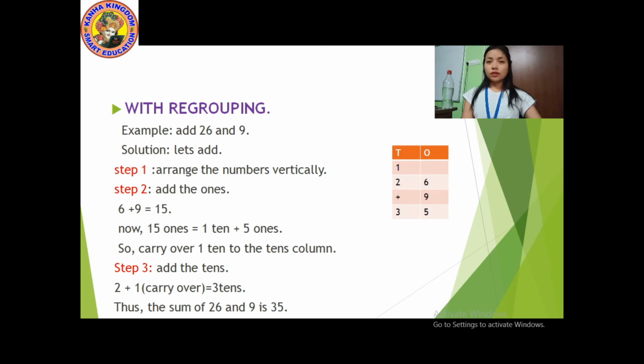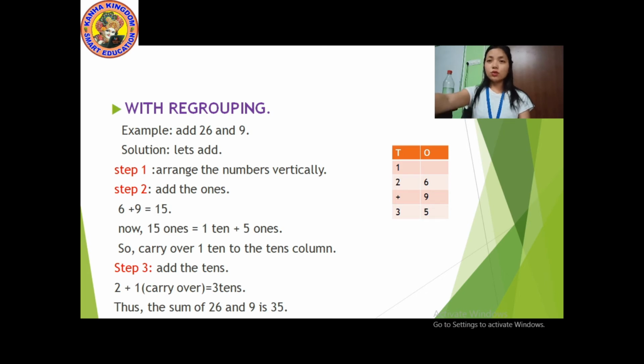So write 5 in the ones column and carry over 1 ten to the tens column, because while adding the ones we got 15, that means 15 ones means 1 ten and 5 ones. So 5 ones we write in the ones column, and 1 ten we carry over to the tens column, right student? This is the step of adding a two-digit number with a one-digit number with regrouping.